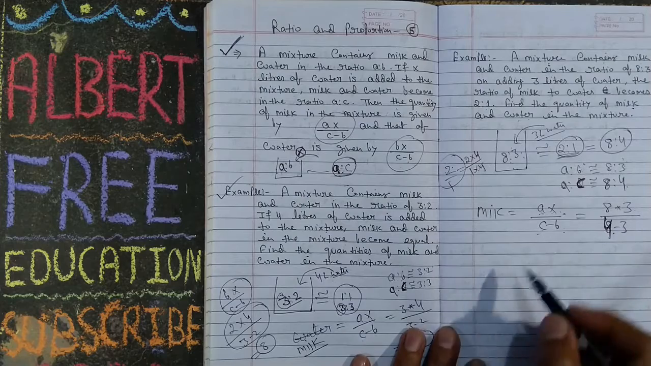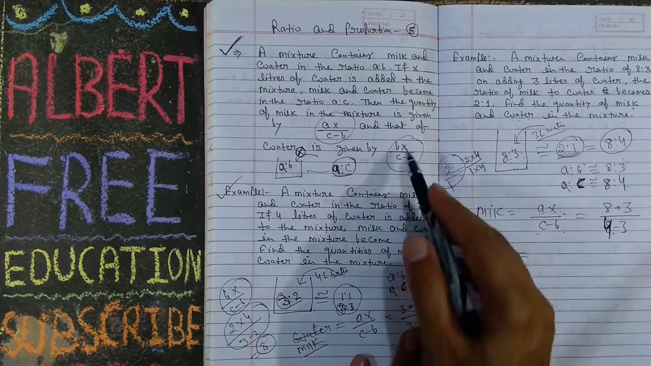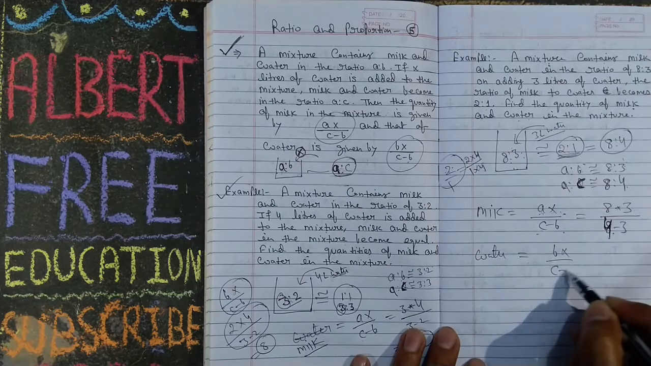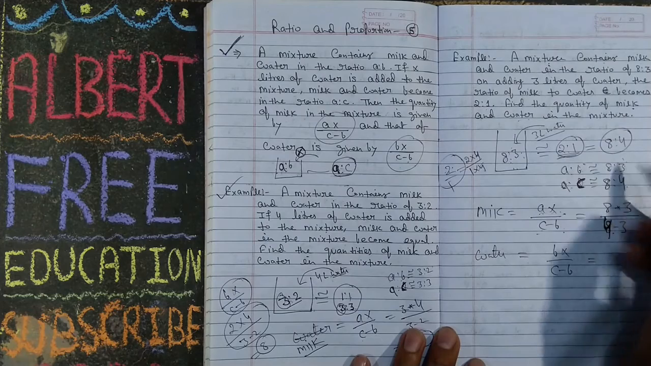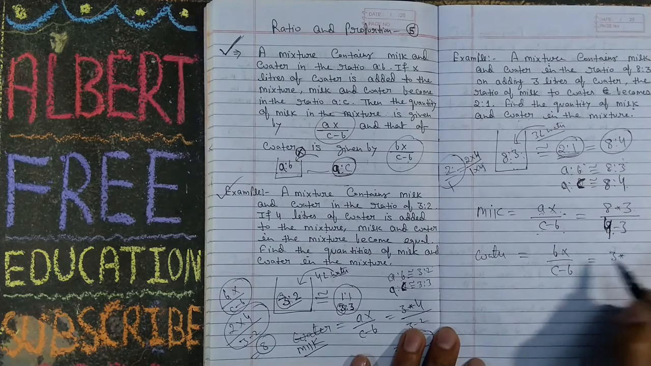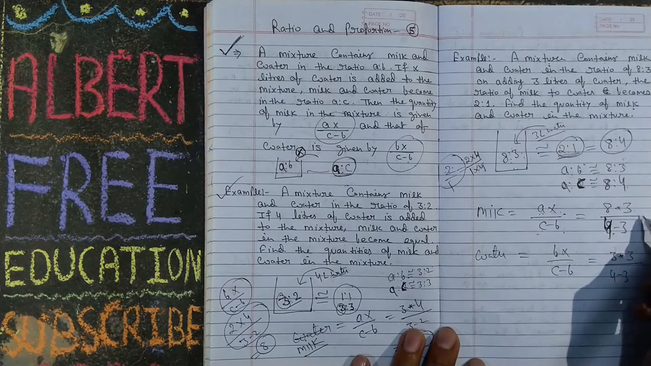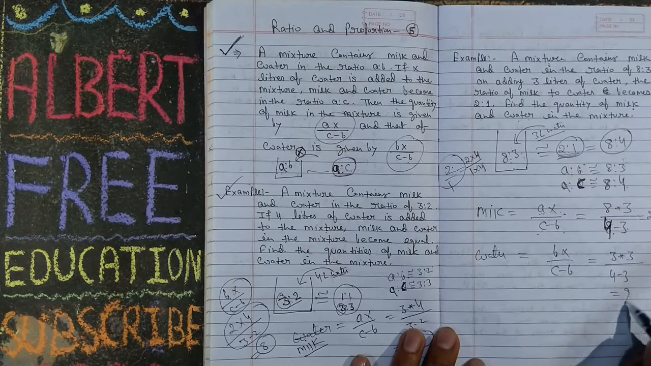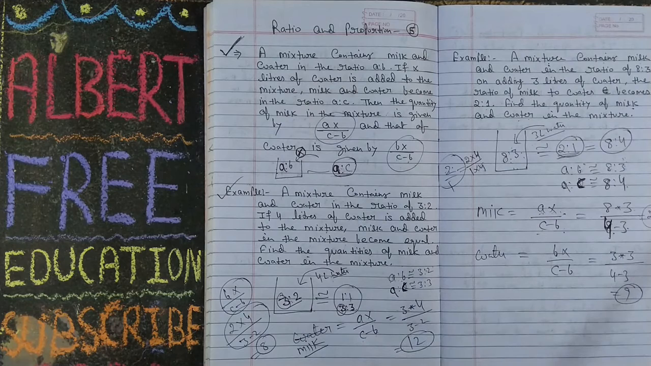So your milk is this. Now your water is equal to Bx upon C minus B. What is B? Your B is 3, and your water is 3 upon C minus B, means this minus this, 4 minus 3. So your value 4 minus 3 is equal to 1, 8 3s are 24, and 3 3s are 9. Okay, so your strength of milk is 24 and strength of water is 9 liters.